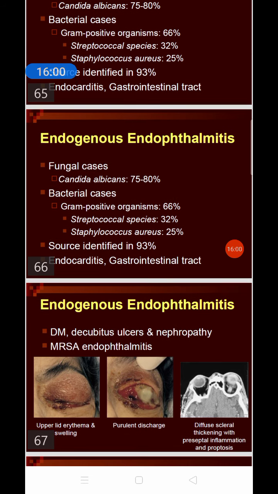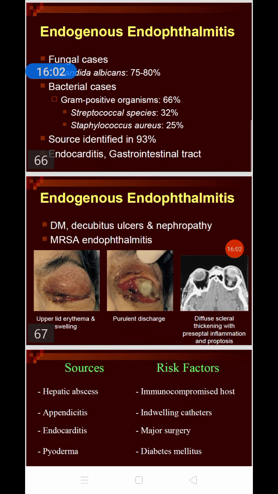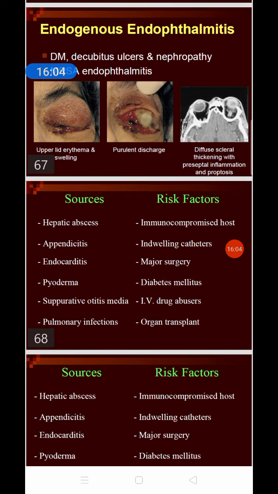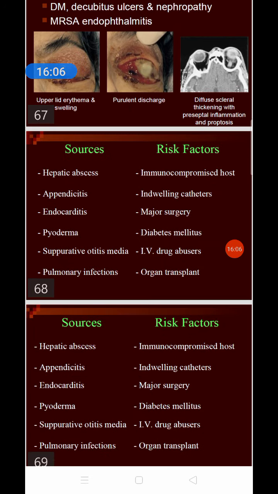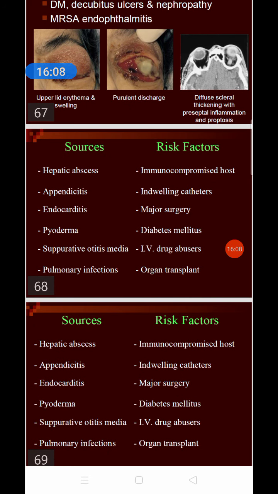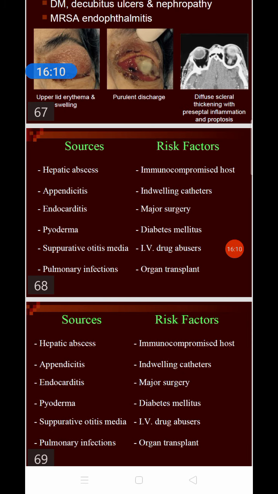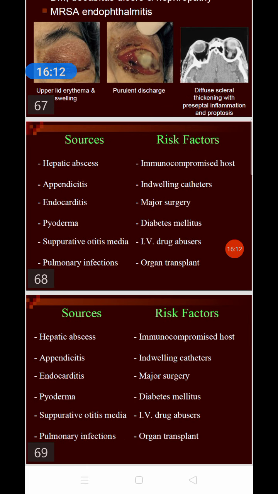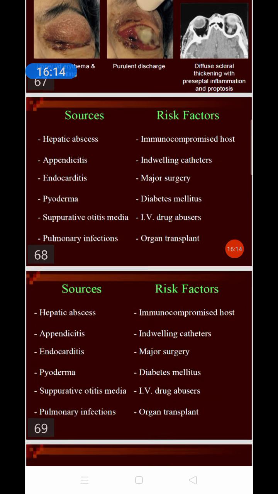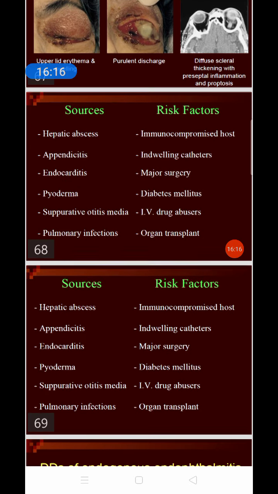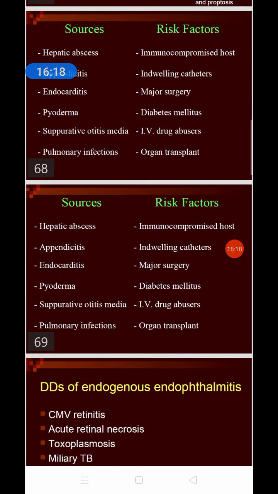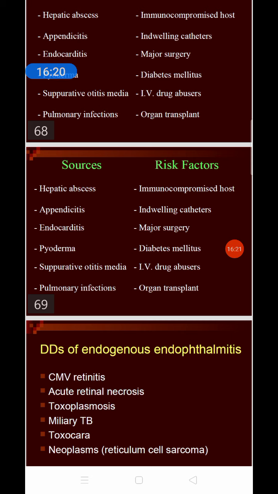Candida albicans is the most common fungal infection. Sources would be hepatic abscess, appendicitis, endocarditis, pyoderma, suppurative otitis media, and pulmonary infection. Risk factors are most commonly immunocompromise, indwelling catheters, major surgery, diabetes, IV drug abuse, and organ transplant.